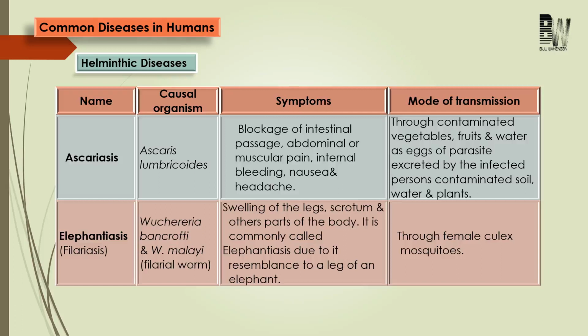We know that this lymphatic system is responsible for removing toxic waste from the body. But because of this worm, there is a lot of damage to our lymphatic system, and this is what causes the swelling. This swelling may take place in the leg, scrotum, and even other parts of the body. Okay, so this is something about ascariasis and elephantiasis.